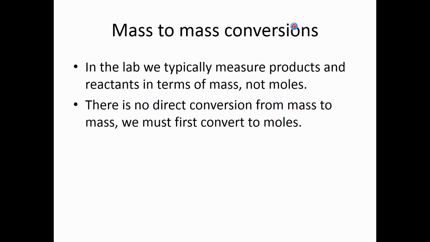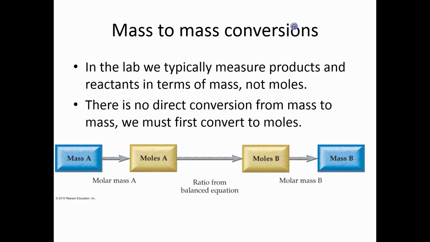So we can convert between moles of one thing and moles of another if we have them in units of moles. But we first have to convert from mass to moles. There's not a direct conversion from mass to mass. We have to convert to moles first. Okay, so in general, the series of conversions that we will often see will look something like this. We'll start with the mass. We're just going to call this mass A.